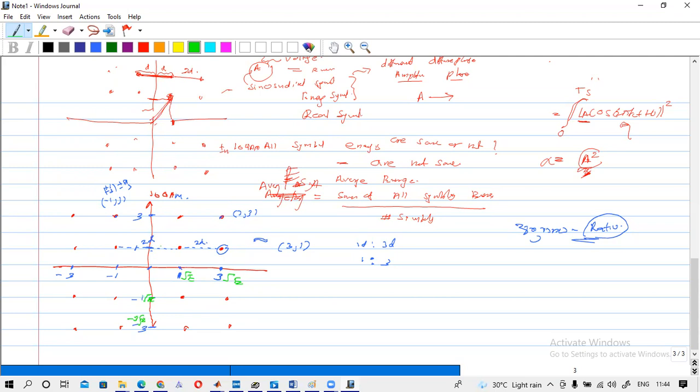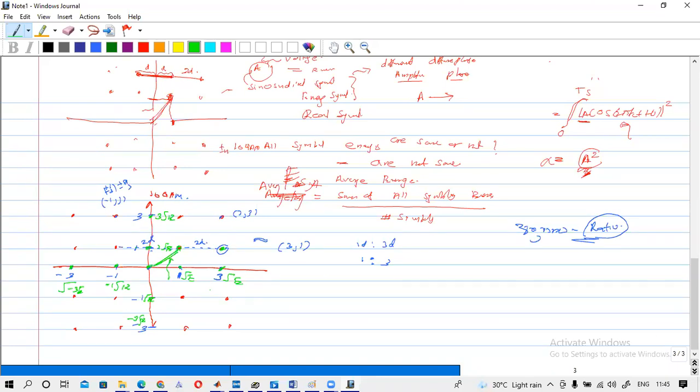And this point is 1 root t. This point is 3 root t. This point is minus 1 root t. This point is minus 3 root t. These are the coordinates. Now you can find the position of any symbol. That means, using these coordinates, you can find the distance. Correct? So we will try to find it.